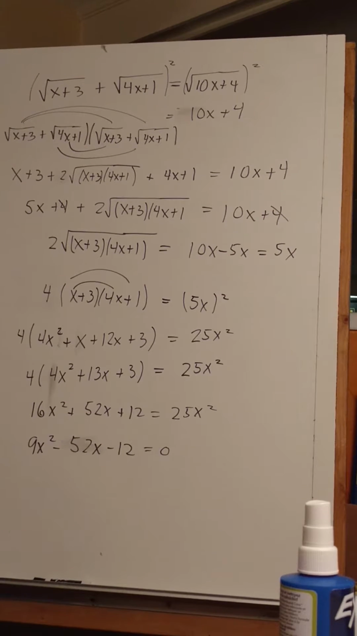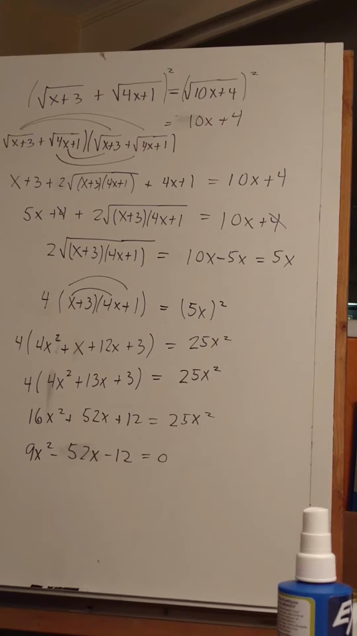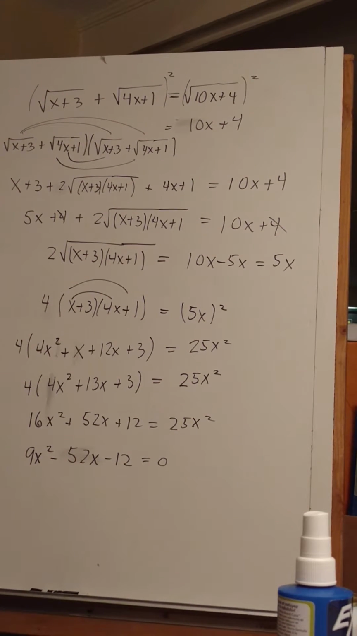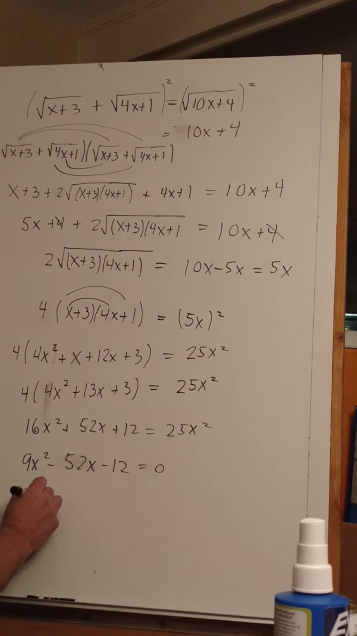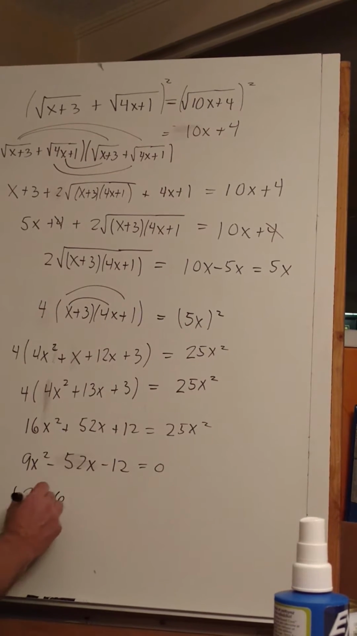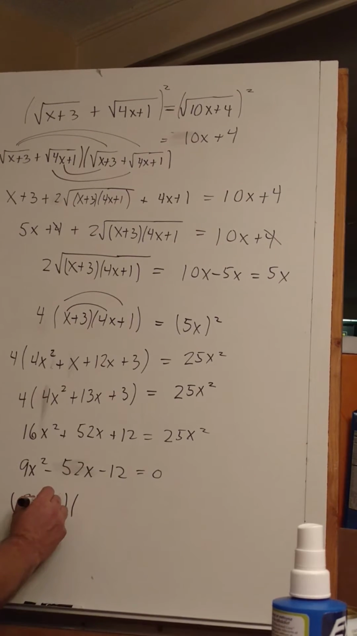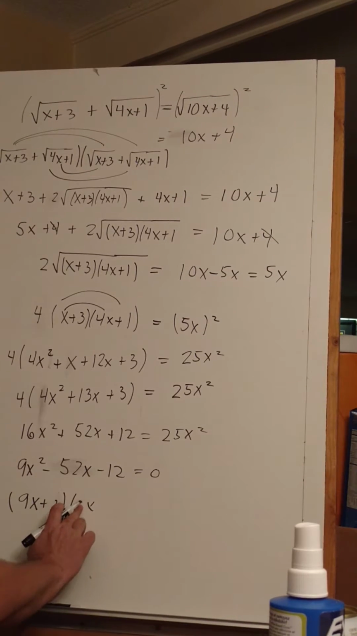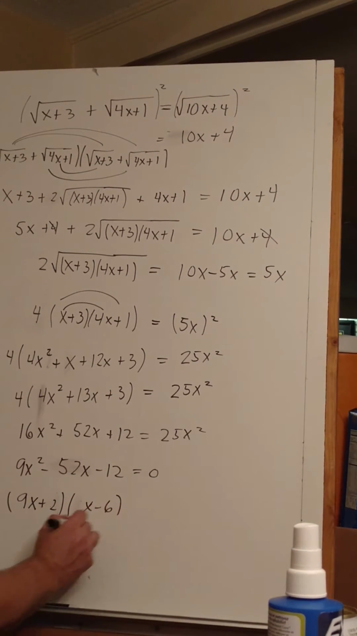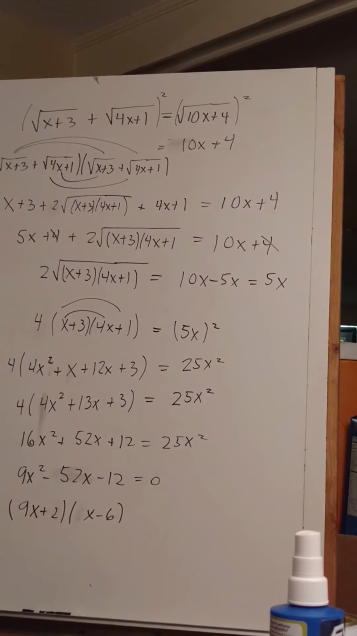Yeah. Because it's 6 times 9, and then 9x times 6 times x minus 2. 9x minus 6 plus 2. 9x plus 2, sorry, times x minus 6. 9x plus 2 times x minus 6. Are you sure? Yeah. Hang on, let's see if that's right. 9 times 6 is 54, and minus 2 is 52.